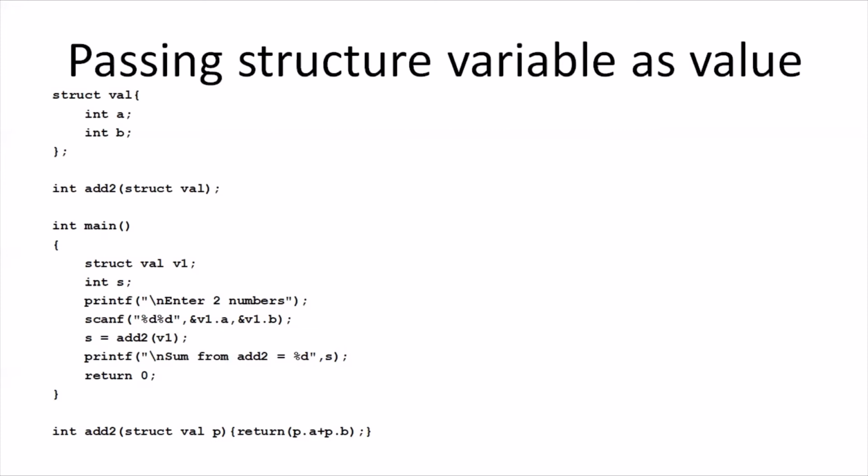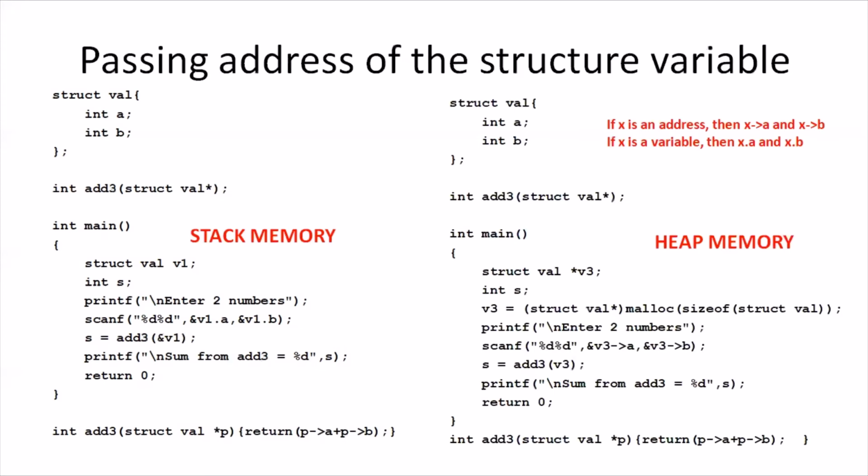Now we will see how we can pass the address of the structure variable. Here, 2 things may happen. The variable whose address we intend to pass may be located in the stack memory or in the heap memory. In the first example, we will see where a variable v1 is created in the stack memory. So if we declare a variable v1 of type struct val in the main function, this means this variable v1 will be located in the stack memory.